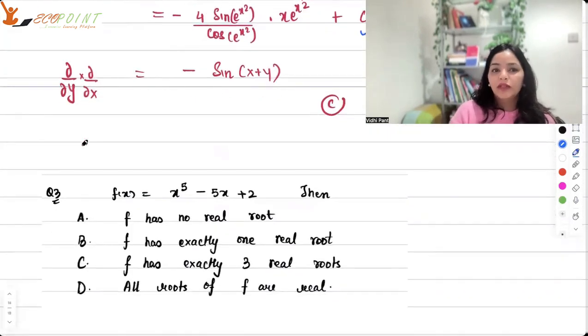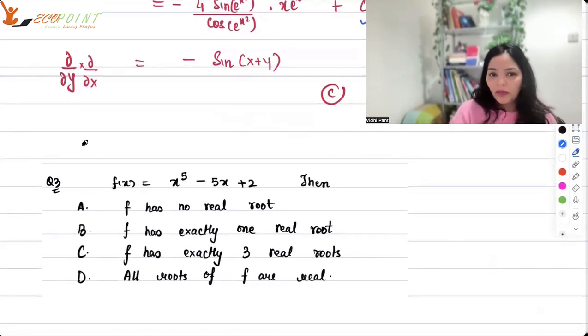Quickly, let's move on to the next question. X to the power 5 minus 5x plus 2. Then f has no real roots, f has exactly 1 real root, f has exactly 3 real roots, all roots of f are real. Well, let's see what will be the correct thing.